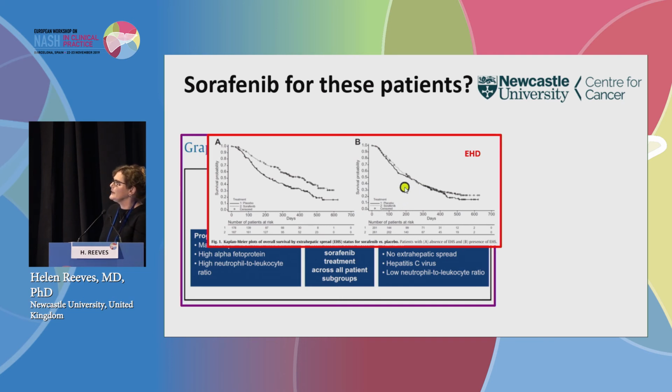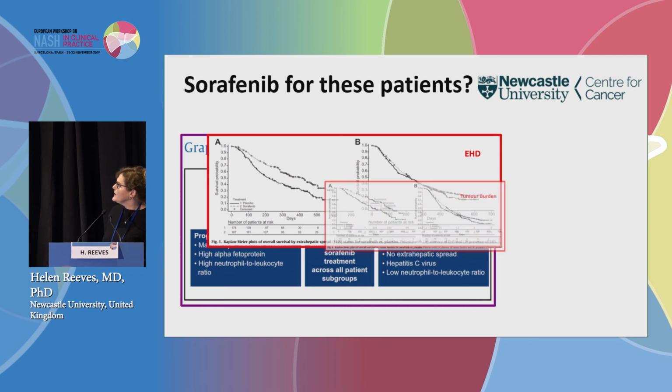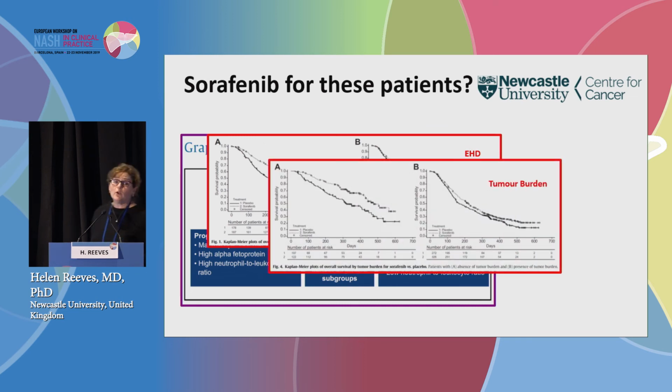This is still significantly different if they have extrahepatic disease. They're much more likely to get benefit if they don't. So don't wait too long to treat your patients. It's still worth trying, but if your disease is advanced, that's the most important prognostic factor and predictor of survival. And the same goes for tumor burden. If you have a huge cancer, your likely benefit is not going to be that great.